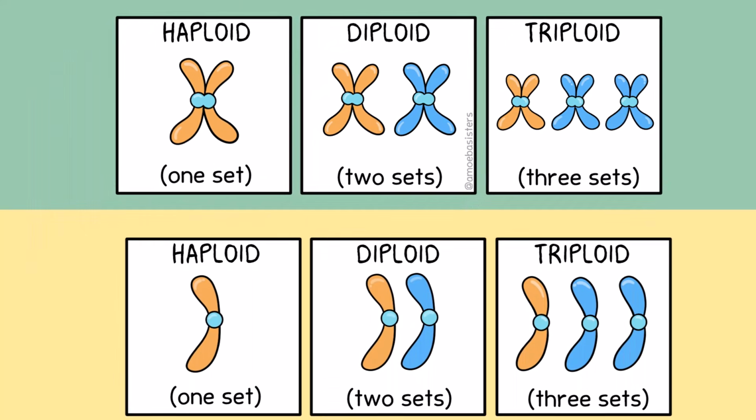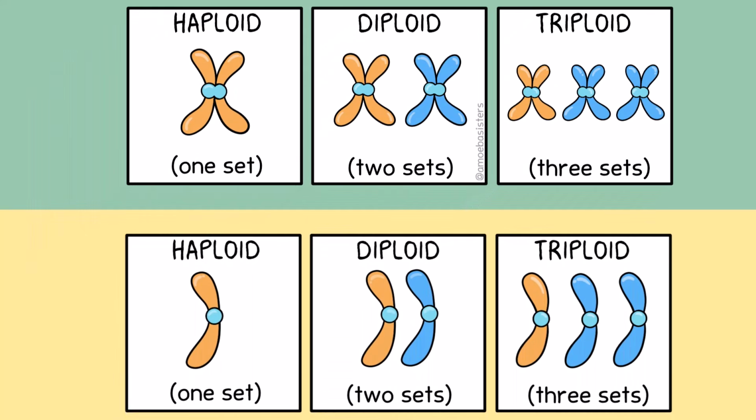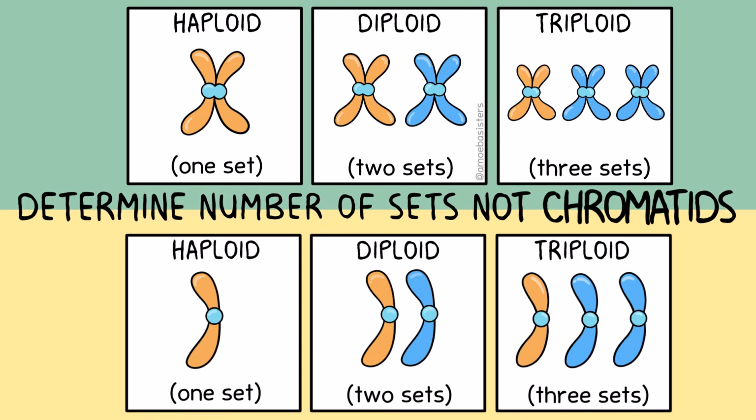Just remember, as we mentioned in point number 1, it doesn't matter whether the chromosomes are unreplicated, which you see on the bottom, or replicated, which you see on the top. It's the number of sets, not the number of chromatids, that makes something haploid, diploid, or triploid.